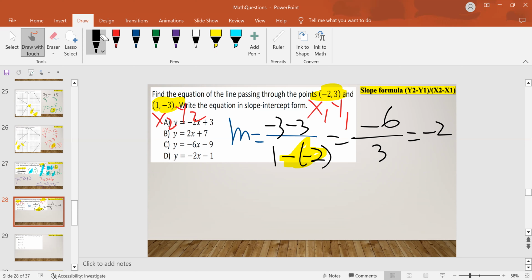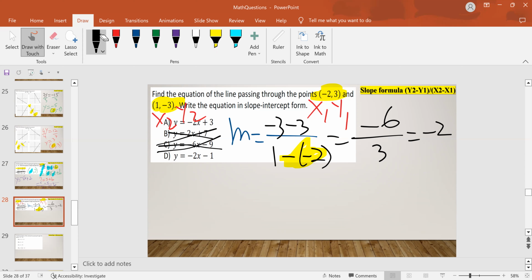So any line equation here with no -2 will not be the correct choice. So C will not be. Even B, we cannot choose B. It has to be in between A and D.